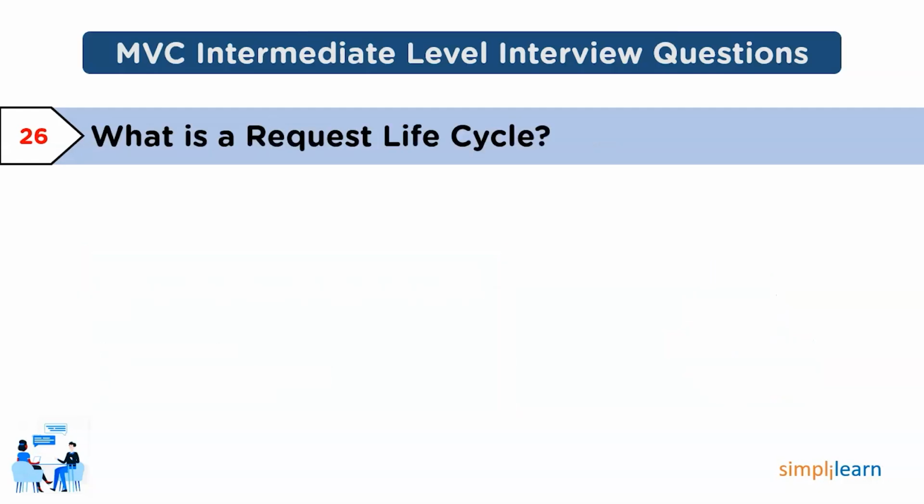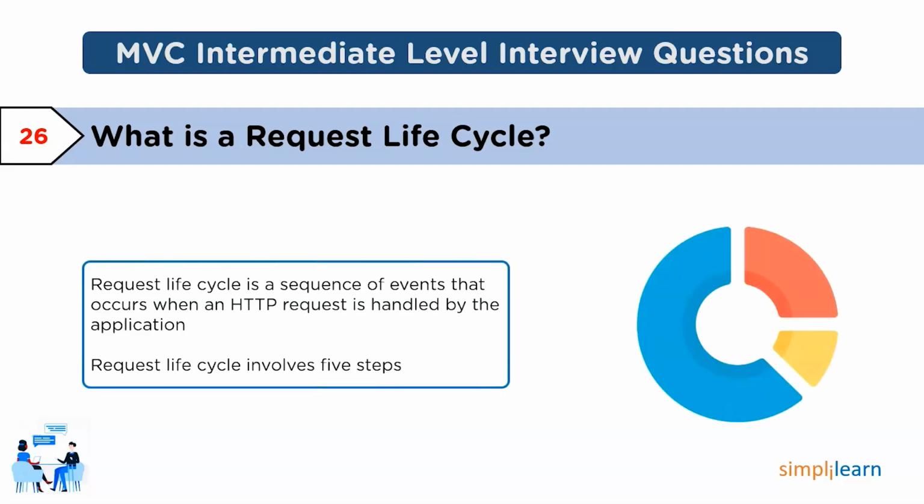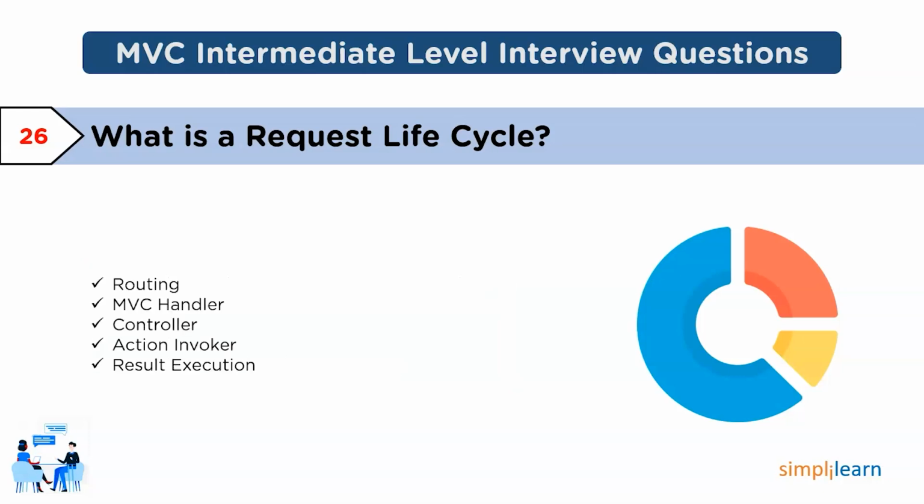What is a request lifecycle? Request lifecycle is a sequence of events that occur when the application handles the HTTP request. Request lifecycle involves 5 steps: routing, MVC handler, controller, action invoker, and result execution. Routing is used to map the incoming URL to the router and creates request content and sends it to the next layer. MVC handler is responsible for creating the controller instance.